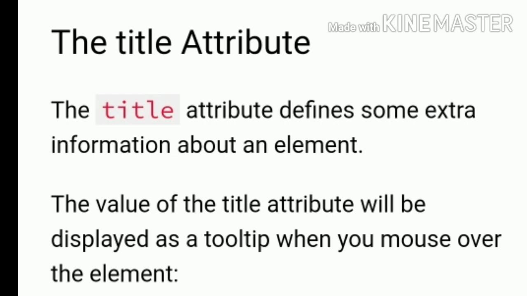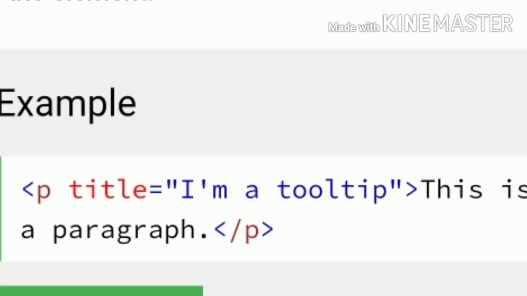You have different codes in HTML. So we have considered different codes. Style of attribute, then the language attribute. Then you are going to go to another important one, which is the title attribute.